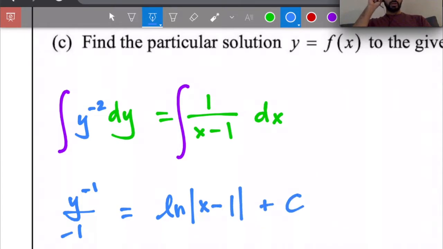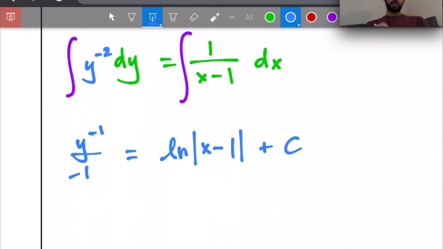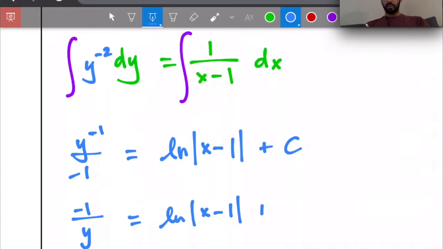So there's my general solution. It's not solved for y, but it's still a general solution. I'm going to take one more step to rewrite this side because I don't want to keep this negative exponent here. I'm going to move y down to the denominator. And since I have a -1 in the denominator, that's like making the entire thing a negative value. So I can just put that -1 right here, and that's okay. So -1 over y is equal to natural log of x minus 1 plus c.